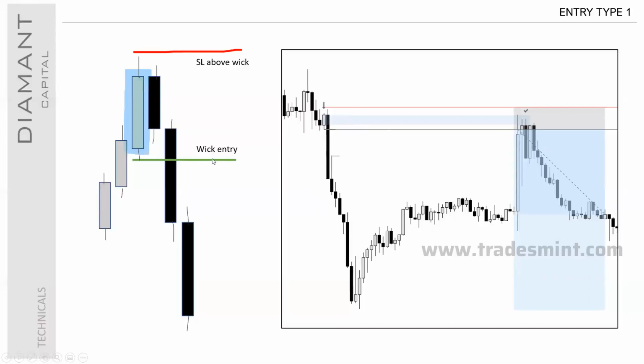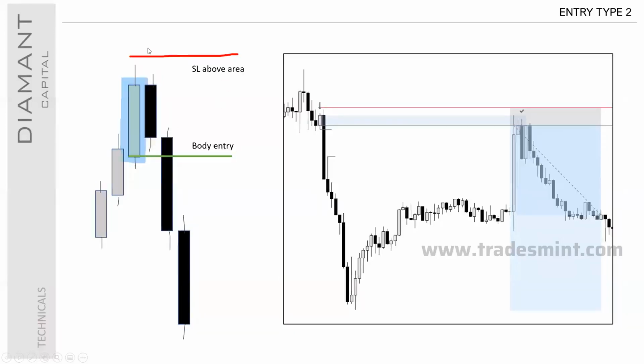Now you've got this wick entry. Stop loss would be just above the top of the wick. Second type, it would be the body entry. Stop loss above the area as well, just to keep it safe. So not just above the wick, but surrounding candles as well.